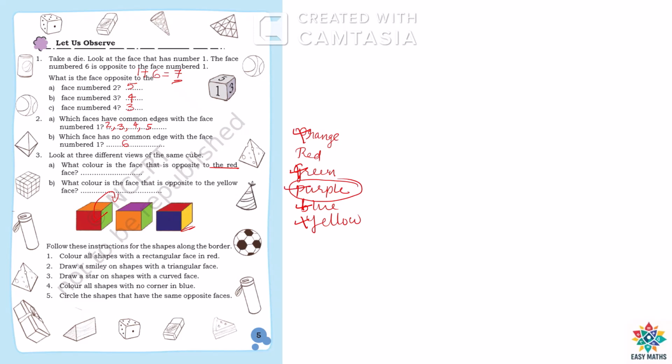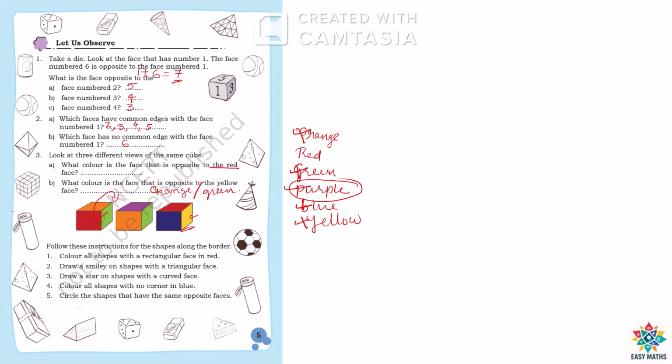What color is the face that is opposite to the yellow face? To calculate this, one more cube is required. The given data is incomplete. So with this given data, it can be orange or it can be green.